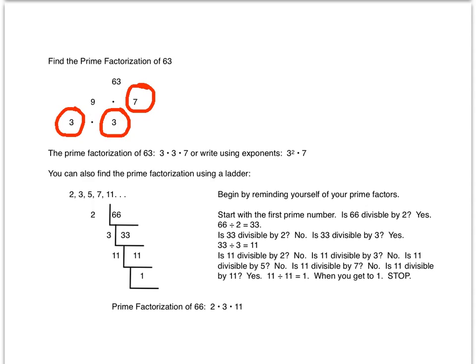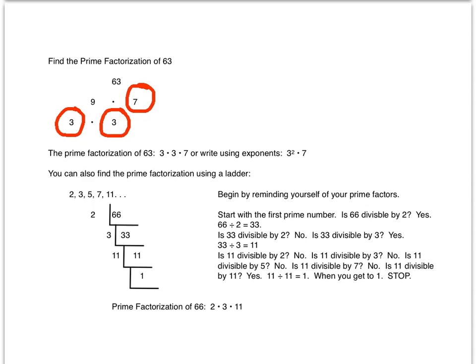We can also find the prime factorization by using a ladder. This is the method that I like, and it's one that we're going to use for algebra later on, and we're also going to use it for pre-algebra later on to do some factoring. So this is a good one to get familiar with. First thing I usually do is begin by reminding myself of the prime factors, so I multiply the correct things.